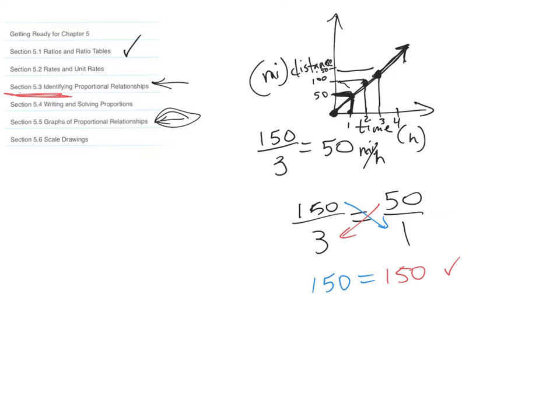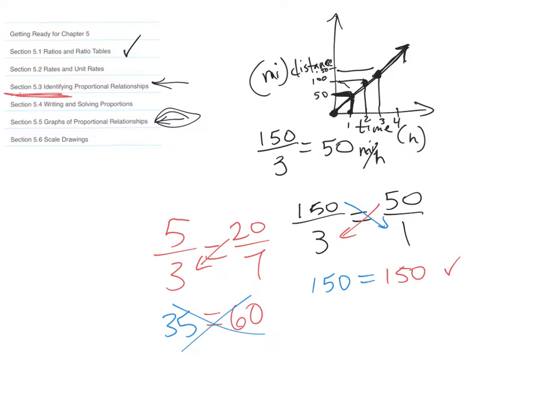So I'm just going to take some random numbers and see if we get lucky. 5 over 3 equals 20 over 7. Obviously not. If I multiply 20 times 3, I get 60. If I multiply 5 times 7, I get 35. So these would not be proportional because they did not equal. Okay. And back to the ratio tables, it needs to have the same constant of proportionality also, where we're multiplying by the same unit rate. So all this goes together.